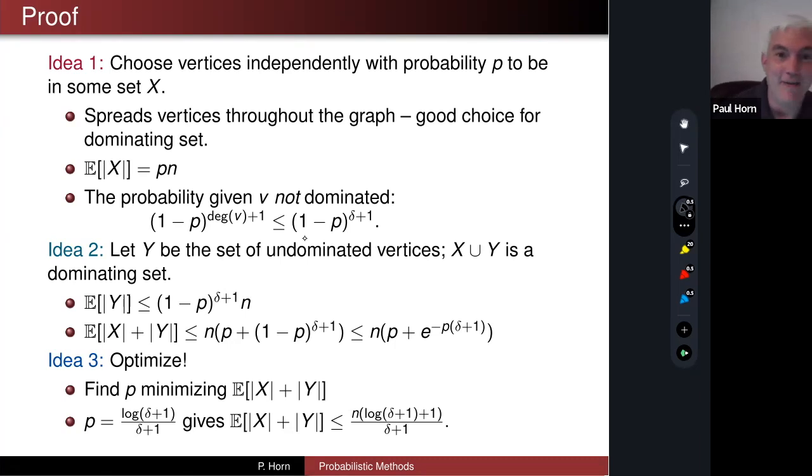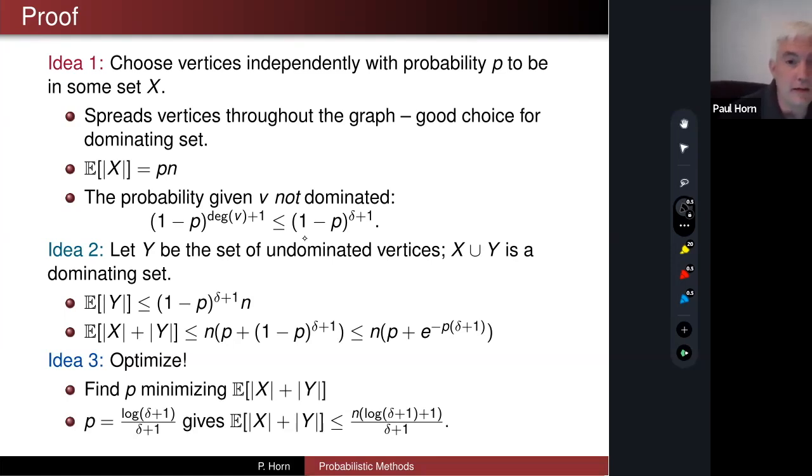Now, if you were at Professor Henning's talk yesterday, he suggested that I would probably give this proof, and I did. You're welcome. But he also suggested that there's another way of proving this, which is just to analyze the greedy algorithm. So if you want to pick a dominating set, you can just iteratively pick the maximum degree vertex, delete it and its neighbors, and repeat. And if you follow that through, it actually gives you the exact same bound.